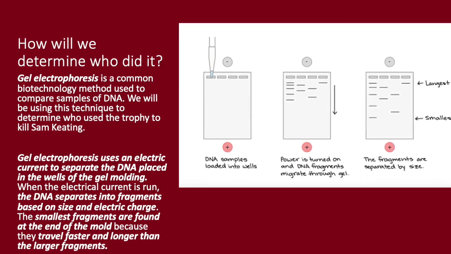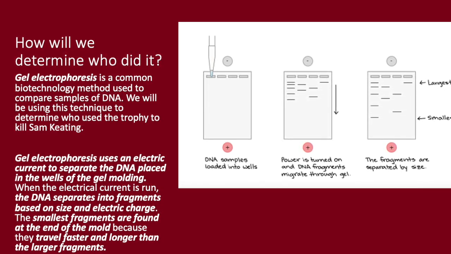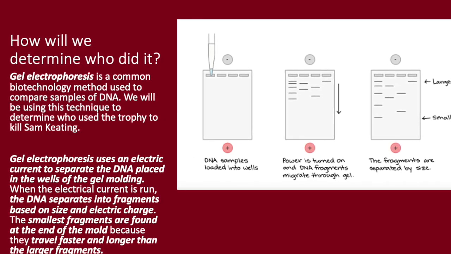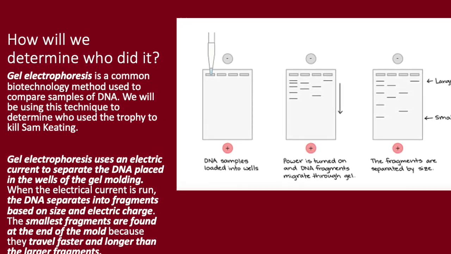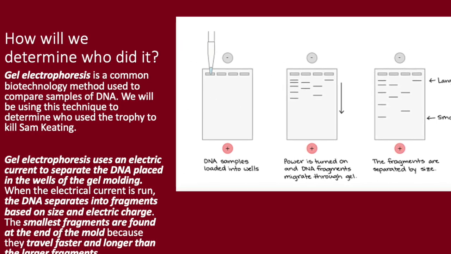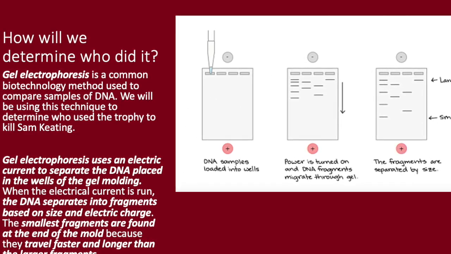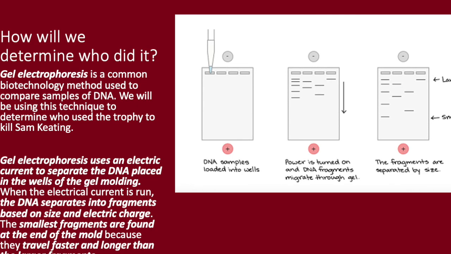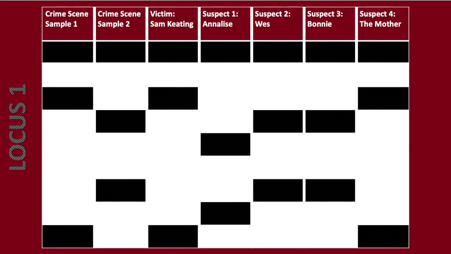Gel electrophoresis uses an electric current to separate the DNA placed in the wells of the gel molding. When the electrical current is run, the DNA separates into fragments based on size and electric charge. The smallest fragments are always found at the end of the mold because they're able to travel faster and longer than the larger ones. Here we have locus 1 from the crime scene.